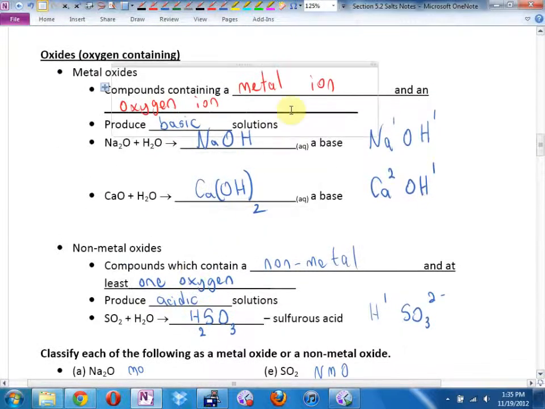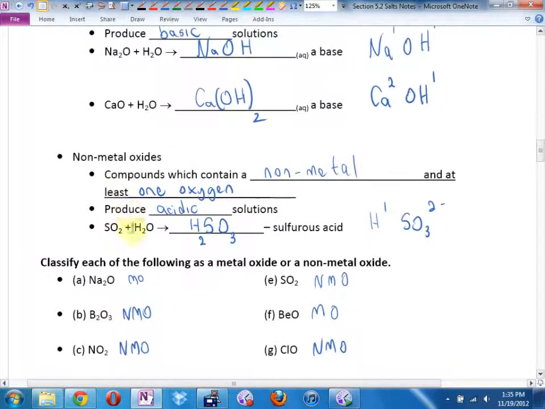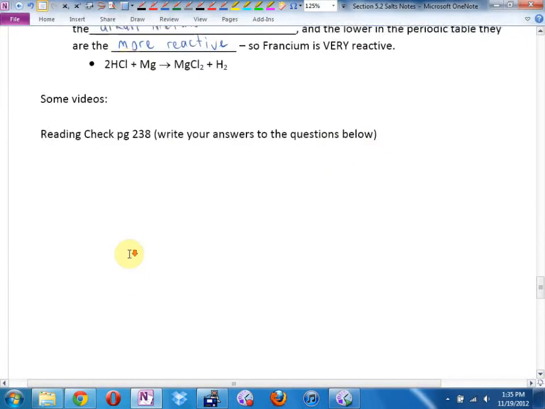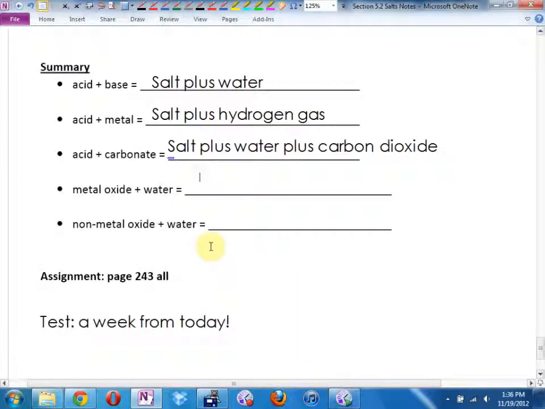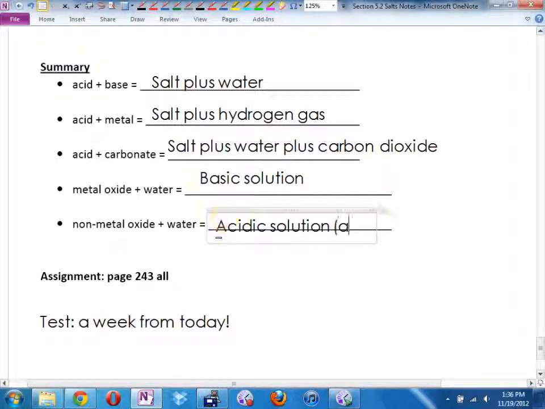We had metal oxides and non-metal oxides. So a metal oxide would be something like sodium oxide, calcium oxide. Non-metal oxides also ended in oxide, but they did not begin with a metal. Here's what we said. Metal oxide plus water produces a basic solution. Non-metal oxide plus water produces an acidic solution. And in fact, this is what gave us acid rain.